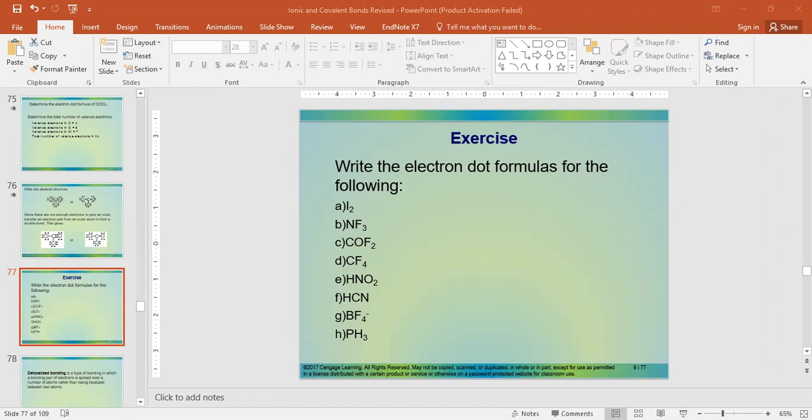Then we have nitrous acid. Then we have HCN, which is hydrogen cyanide. It is sometimes referred to as prussic acid. Then we have BF4 negative, which is tetrafluoroborate. And then we have PH3, which is phosphine. So if you follow the example that we have done, you will be able to come up with the Lewis dot formula for these particular compounds.